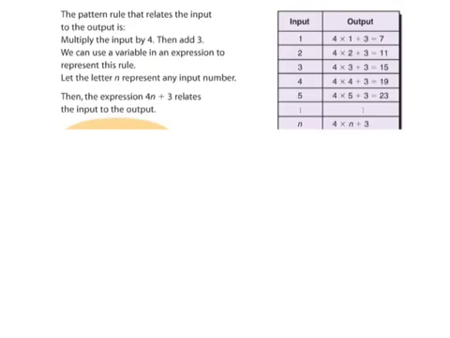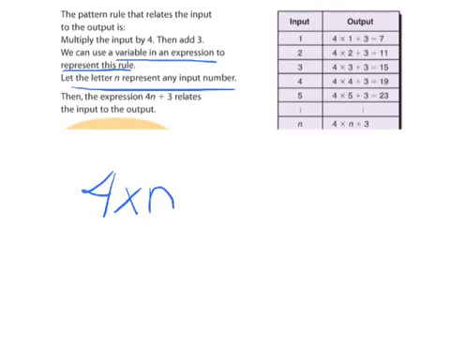Now, we can use an expression, use a variable in an expression to represent this rule. Let the letter n represent the input number. So it's 4 times n plus 3 would be how you would express this with a letter, with a variable is what we call it. It can also be 4n plus 3. If there's no sign between, we know that that means it's multiplication. And that would be expressing this rule as an expression.